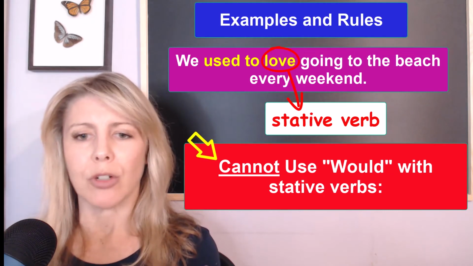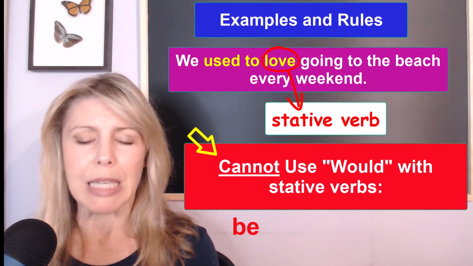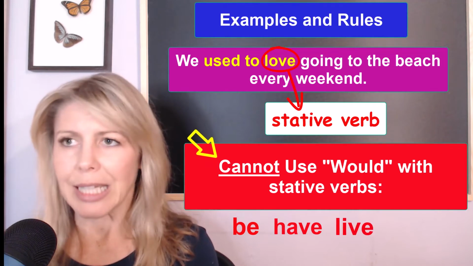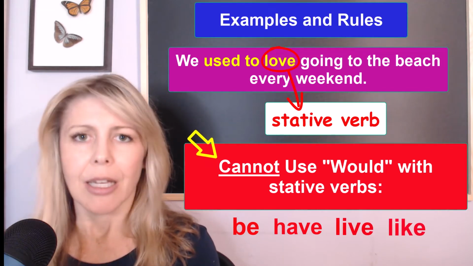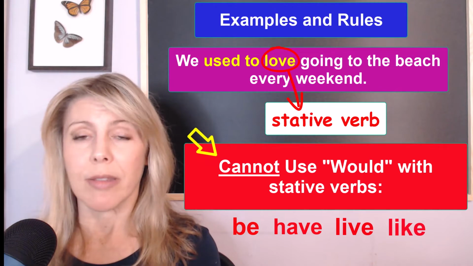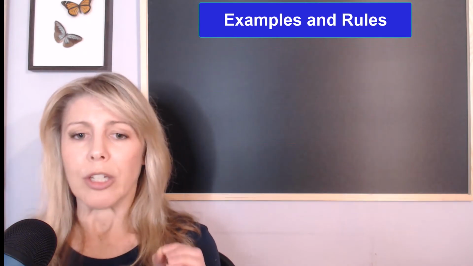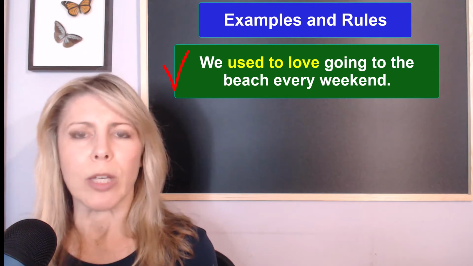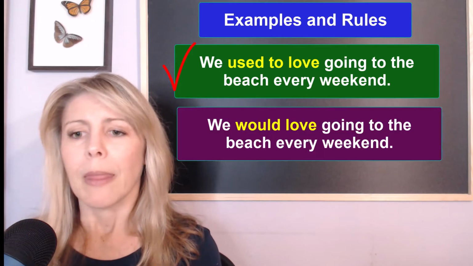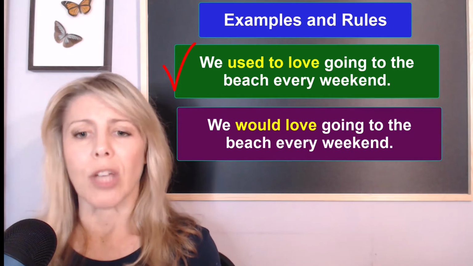So stative verbs are be. For example, be, have, live, like. And these are just some of the basic ones. There are others, but these are some of the main ones to remember. We used to love going to the beach every weekend. Not, we would love going to the beach every weekend.